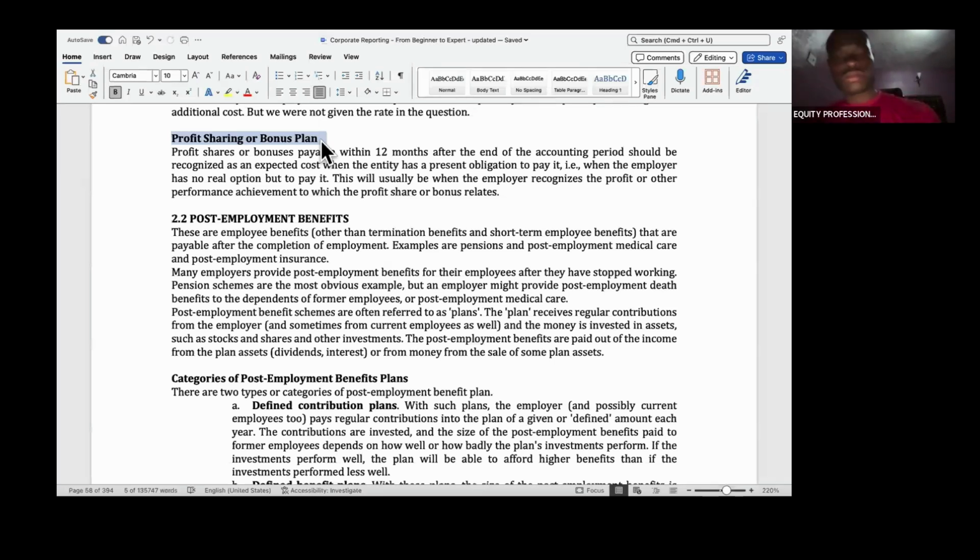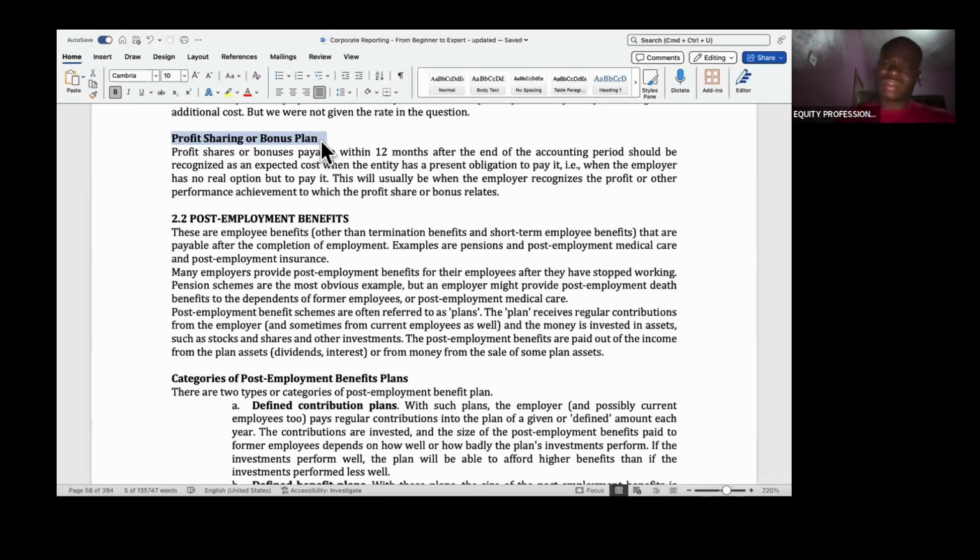Usually we will owe when the entity has met its profit targets. We mentioned at the beginning of the year that as soon as we hit $1 billion in profits, we're going to share profits. We're going to share money with everybody at the end of the year. That was what we mentioned at the beginning.